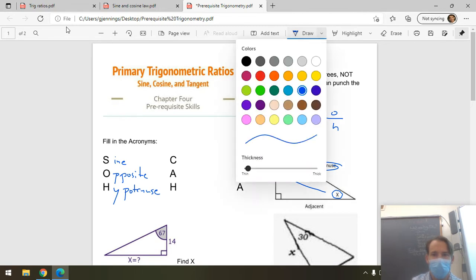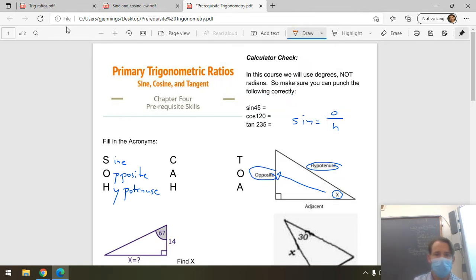And then what about cosine? Adjacent over hypotenuse. Cosine is adjacent over hypotenuse. Great. And then tangent? Opposite over adjacent. The opposite is already there, over the adjacent. So the adjacent side is the non-hypotenuse side that's connected to the angle. It's touching the angle. The opposite is the only side not touching the angle. And the hypotenuse is the longest side of the triangle.